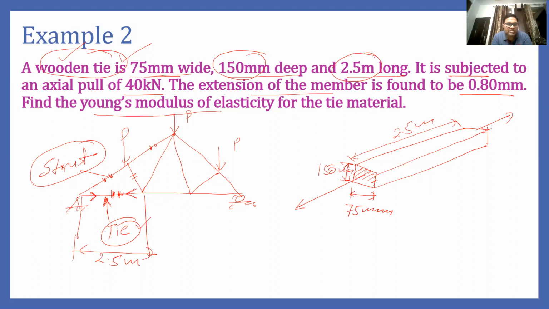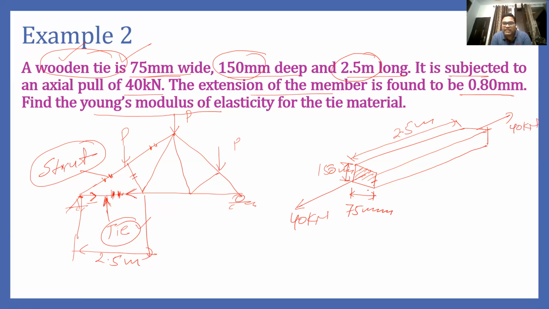When we make these arrows away from the joint, it is a representation of the tension force in the member. So this member is subjected to axial pull, and the axial pull value is also given, which is 40 kilonewton. So this 40 kilonewton is also given here.